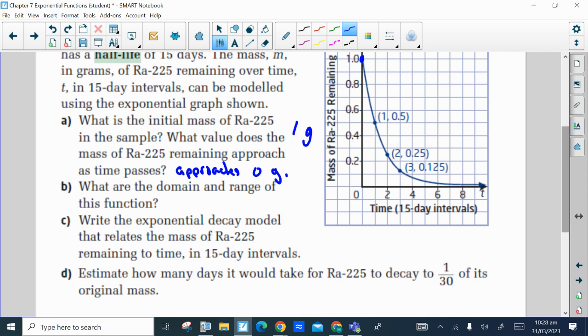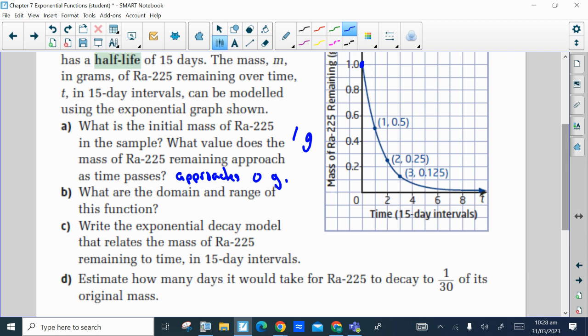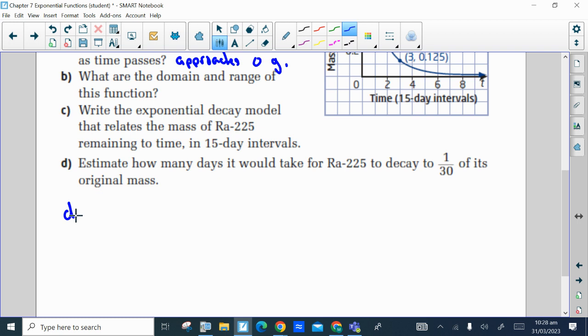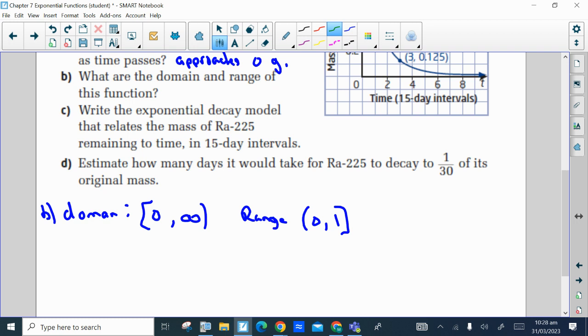What is a domain and range? Now, in this case, we're talking about an actual scenario, a real-life application. So our domain and range is going to change, especially our domain, because it's going to start from 0 and go up to infinity. Our range will be between 0 and 1. The 1 is included, but the 0 isn't. Because again, it'll never get to a mass of 0 grams. It'll get infinitely close to it, but never get there. So there's our domain and range.